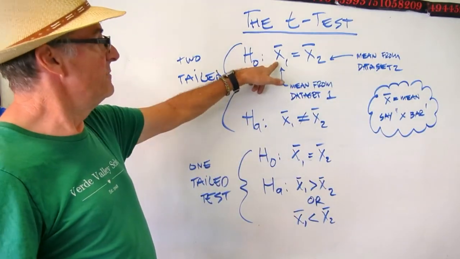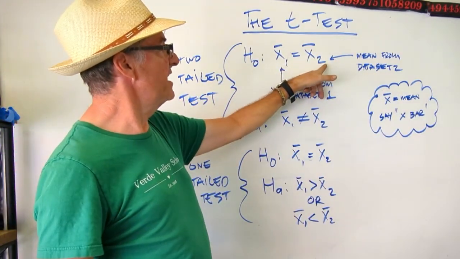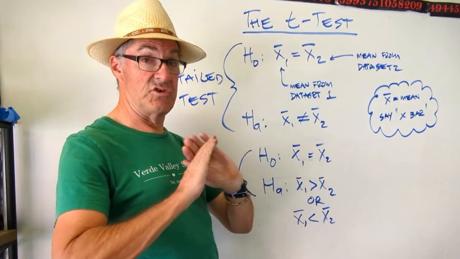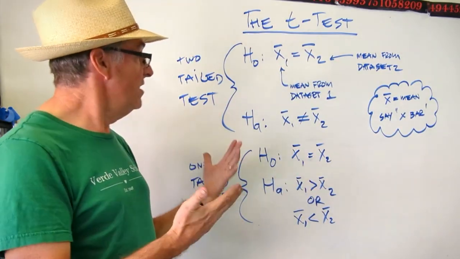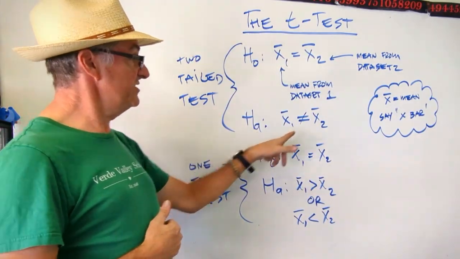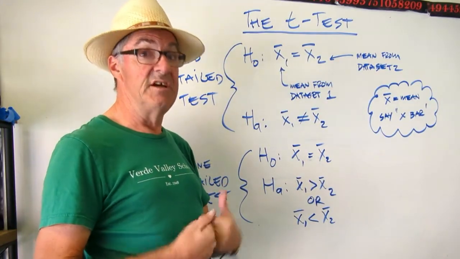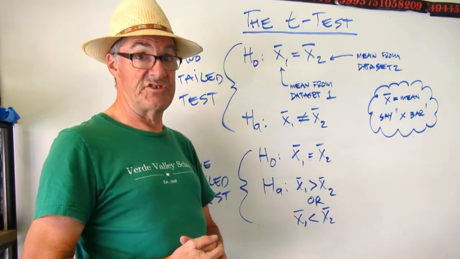Okay, so mean from data set 1, mean from data set 2. They're equal. That is the null hypothesis, no difference. Now, the alternate hypothesis is that they're not equal. There is a significant statistical difference between the 2 populations under study.